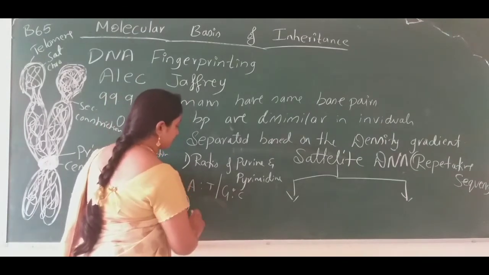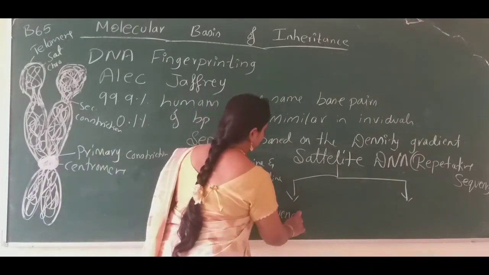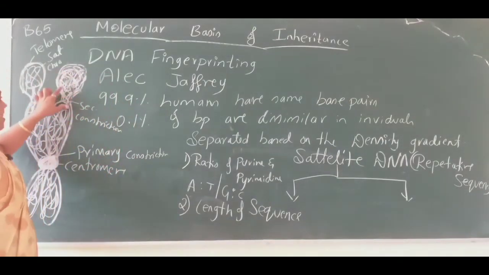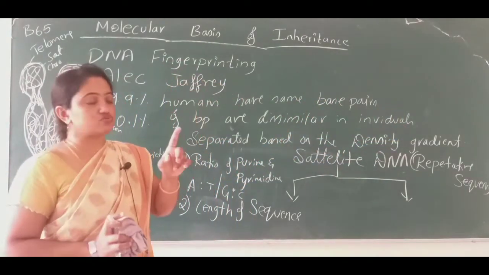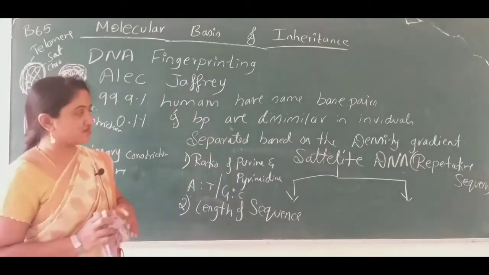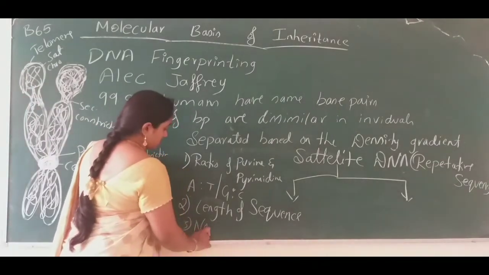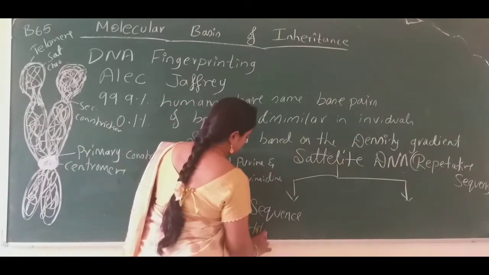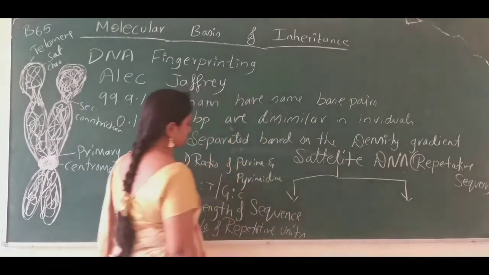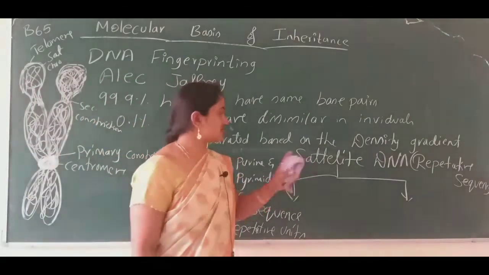The next is the length of the sequence. If this DNA has a maximum length, then on that basis also the satellite DNA is further classified into two. And one more thing is there, the number of repetitive units. So you have to remember this: these three characteristic features differentiate the satellite DNA.